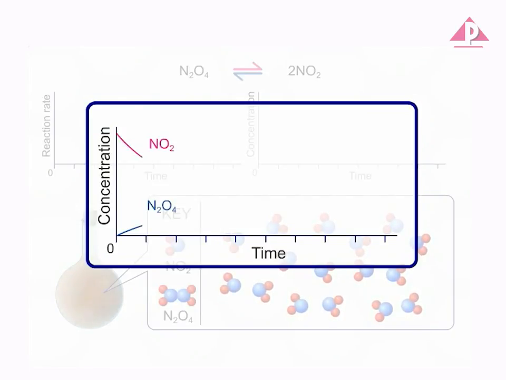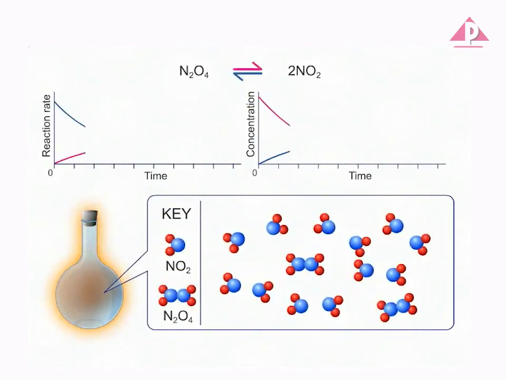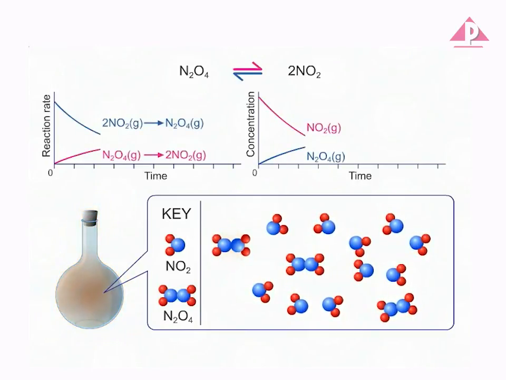As time passes, the concentration of nitrogen dioxide decreases and the concentration of dinitrogen tetroxide increases. The color of the gaseous mixture turns from a dark brown color to pale brown as dinitrogen tetroxide forms.